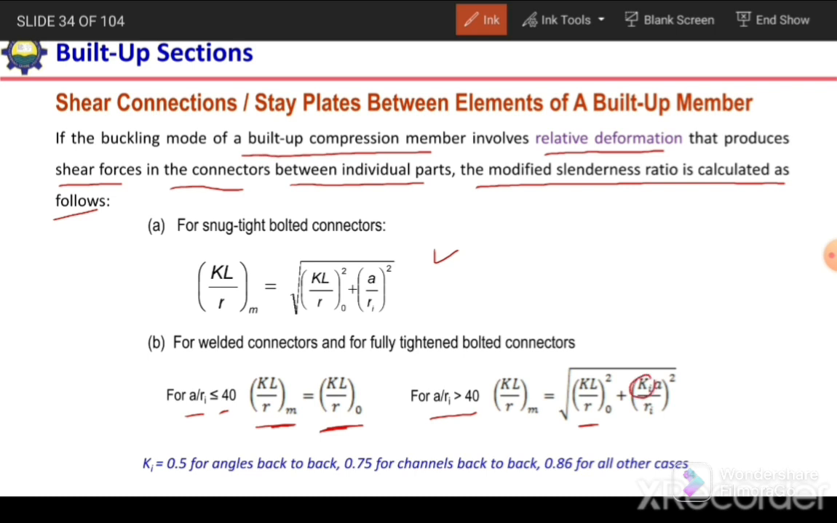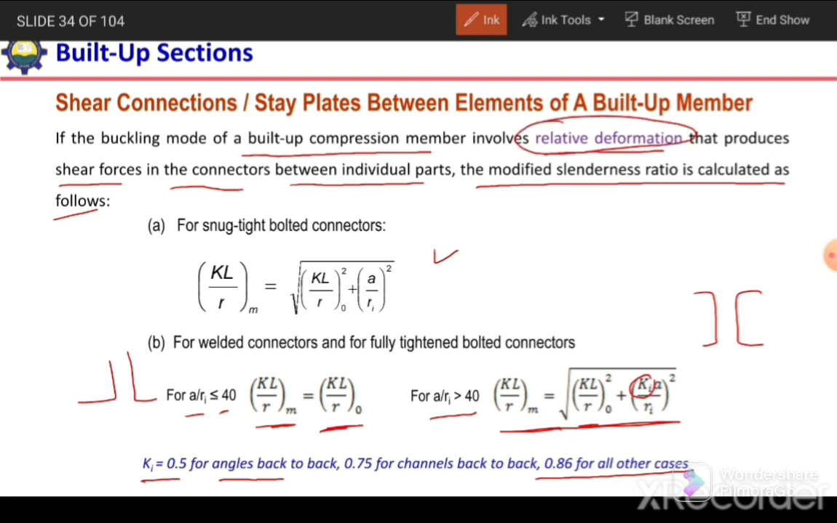Here K_i is 0.5 for angles back to back like this, 0.75 for channels back to back if the channels are like this, and 0.86 for all other cases. So by using this expression we can calculate the modified slenderness ratio. But one thing which needs to be noted is that we only calculate the modified slenderness ratio when we have relative deformation between the parts of the built-up section.